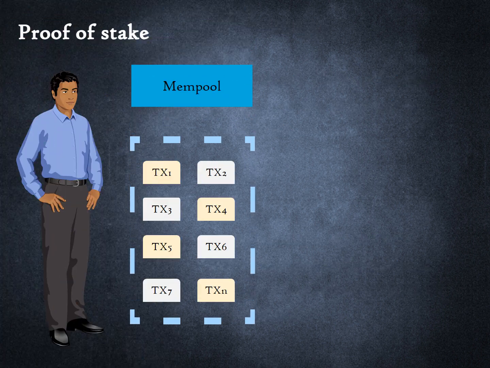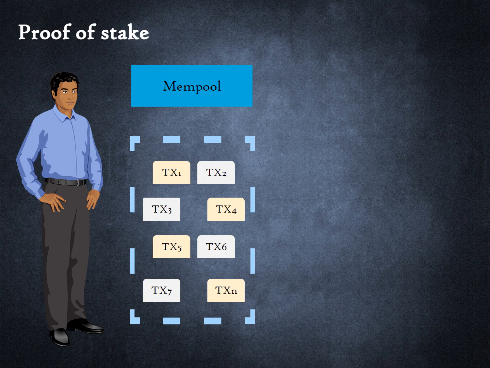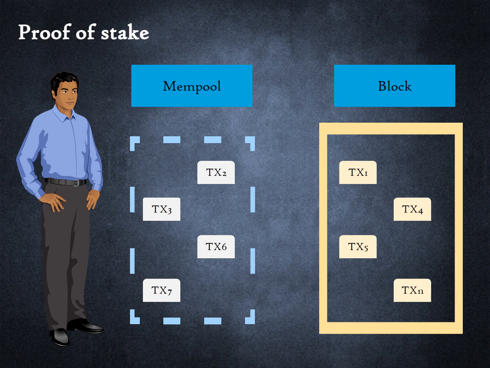In proof-of-stake, once transactions are authenticated, they enter the mempool. And just as in proof-of-work, a subset of transactions are confirmed into a block. However, the process by which this occurs is different. The rest of the lesson covers this process.